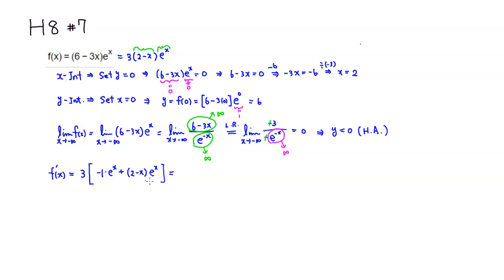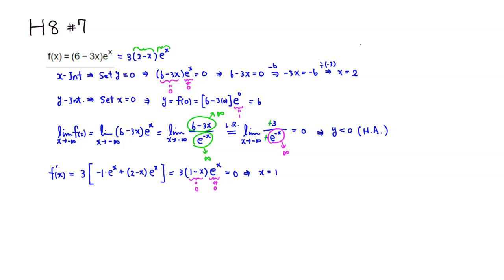So you can see that 3 is going to stay there. 2 minus 1 is going to be 1, and there's a negative x, and then both of these have e to the x. So we have that. Then we can just set that equal to 0 to find the critical number. Like before, we know that e to the x is never 0, and of course 3 is never 0. But we can make 1 minus x equal to 0, which means that x is going to be 1. So x equals 1.